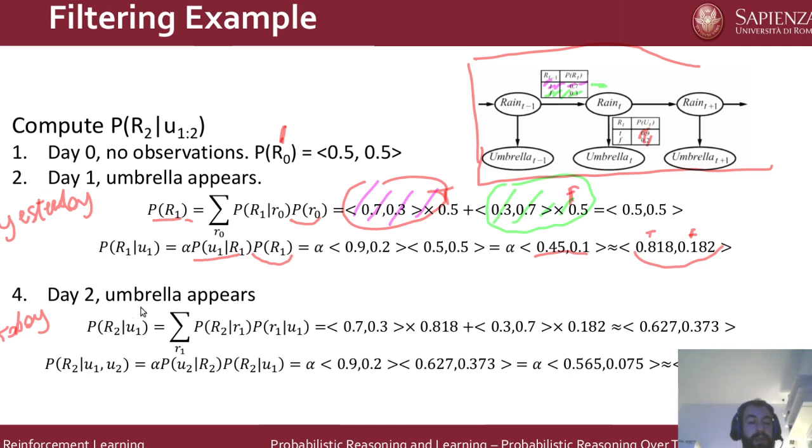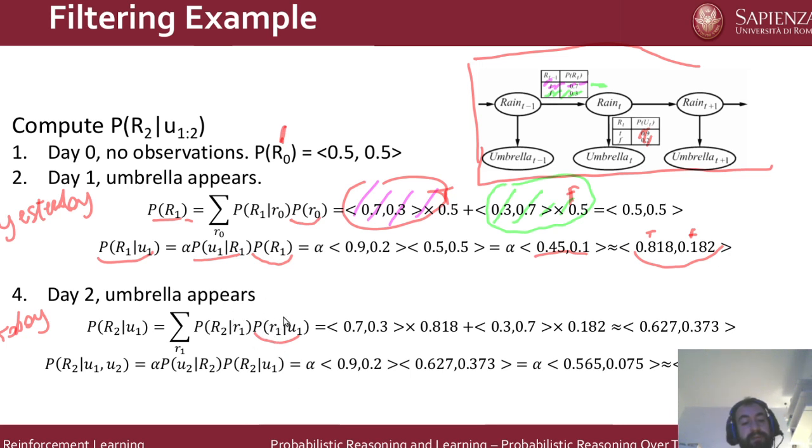What do we do? We want to compute now the probability of R2 given U1, because we want our system to just evolve using the transition function. So we don't have any new observation. We take our previous estimate, and we multiply it by the transition function. So how do we do it?